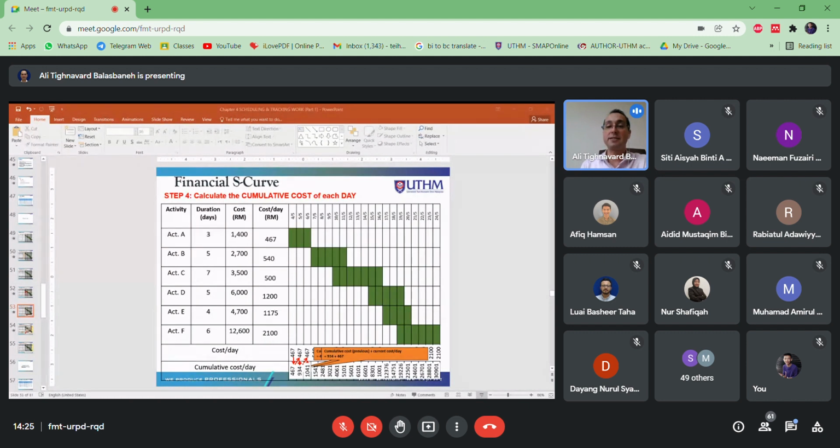For the third day, cumulative cost means what the project spent so far. 934 plus the current day, you get 1041. And if you continue until the last day of the project, which is 24th of May, the total cost is 30,901. Okay.